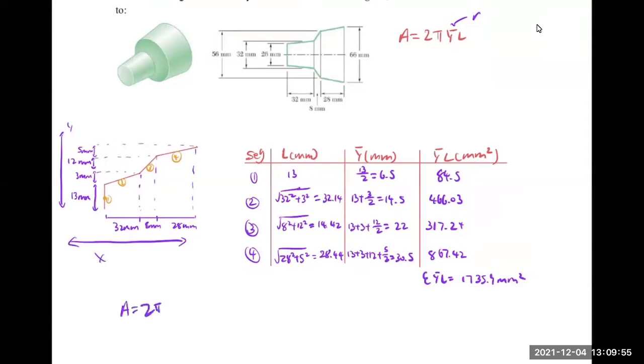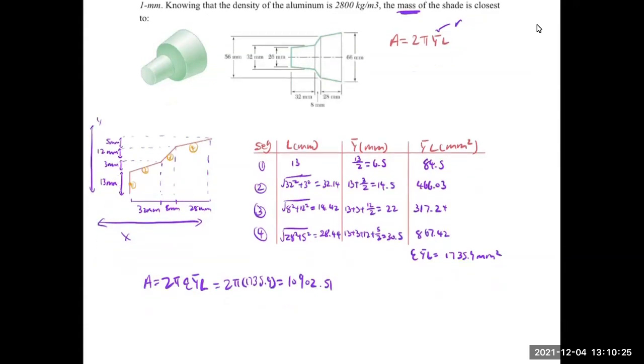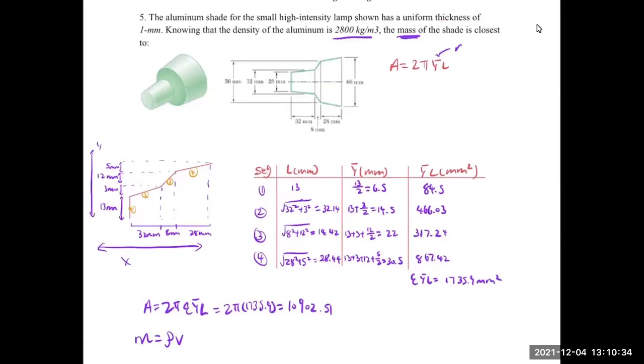Okay, so at this point we can compute our area. The area will be 2 pi multiplied by the summation of y bar L, which is 2 pi multiplied by 1735.9, and we're going to get that the area is 10,902.51. So now that we found the area, but the problem is asking for the mass. The equation for mass is equal to rho multiplied by the volume. The rho, which is the density, is 2,800 kilogram per meter cube.